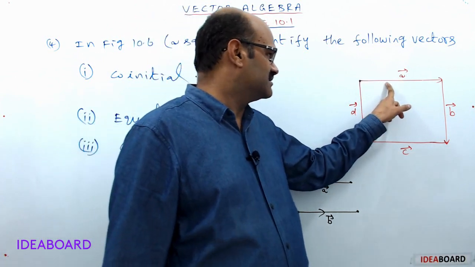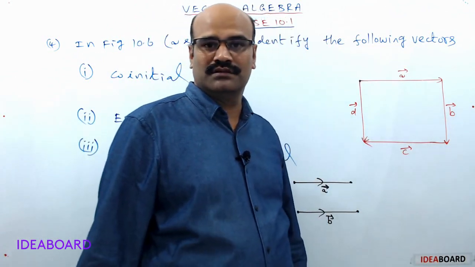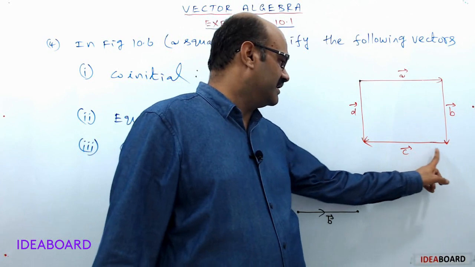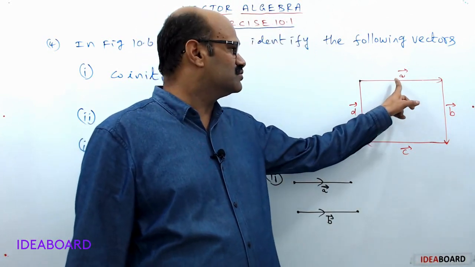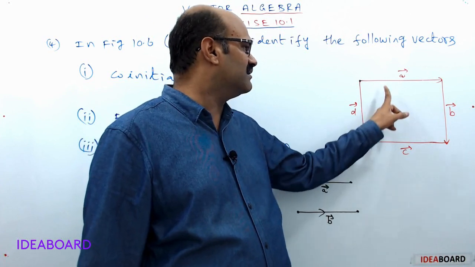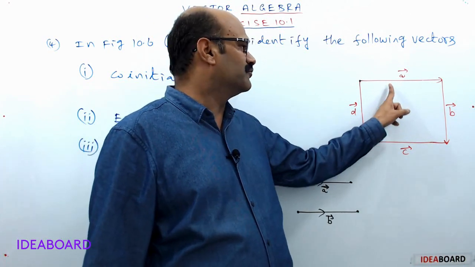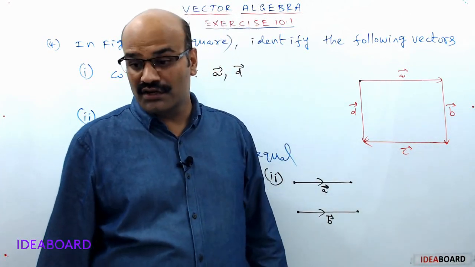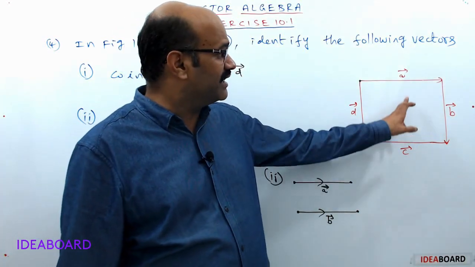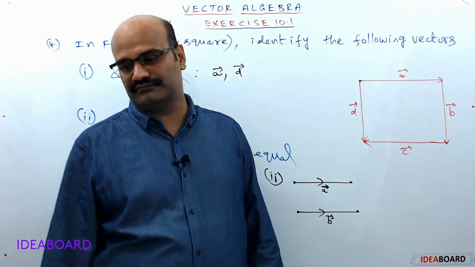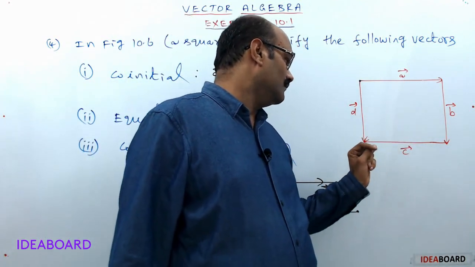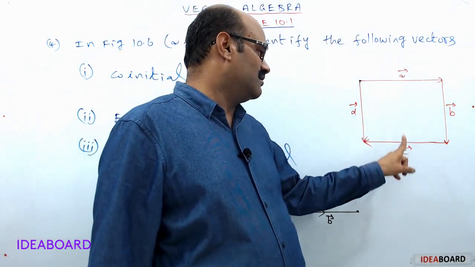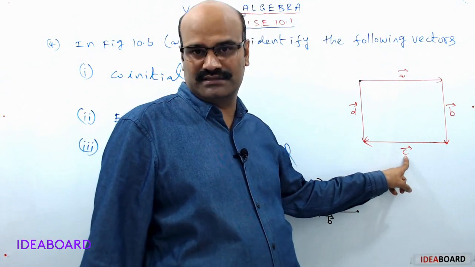Vector A's direction is in this way, and vector C's direction is in this way. So these two vectors have different directions but the same magnitude. Here we say that vector C is the negative vector of vector A. So these two vectors are not equal vectors.